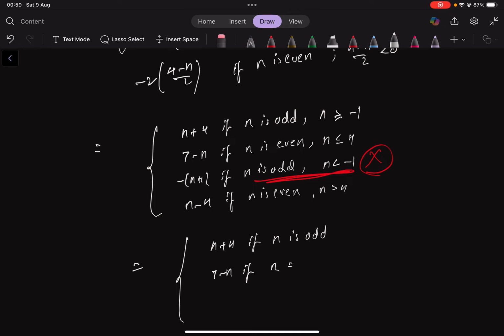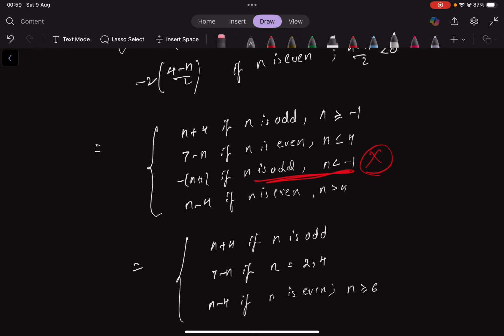So what are the even numbers less than or equal to 4? They're just 2 and 4, because our domain is just natural numbers. And it is n minus 4 if n is even and n is greater than 4, so basically n is greater than or equal to 6.